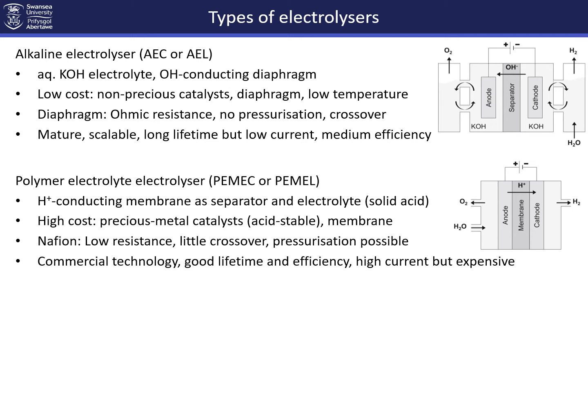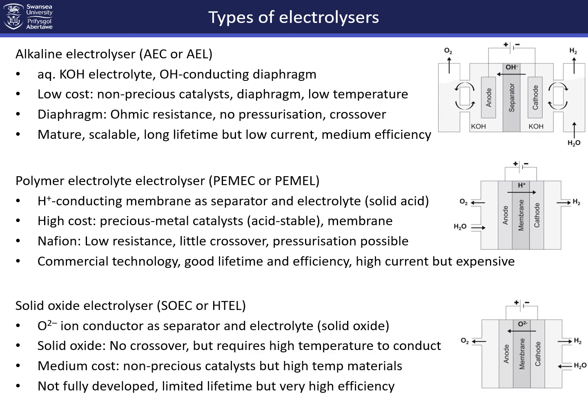But membranes are good. They separate the reactions quite well, much better than a diaphragm. They have a low resistance, so you get higher current densities, and they have less crossover. You can also pressurize them, which allows you to form pressurized hydrogen directly from the electrolyzer, which is a big advantage. You can also buy these. They are off the shelf now. They work quite well, have a good lifetime, but they're expensive to buy.